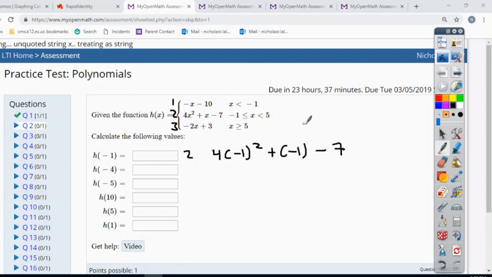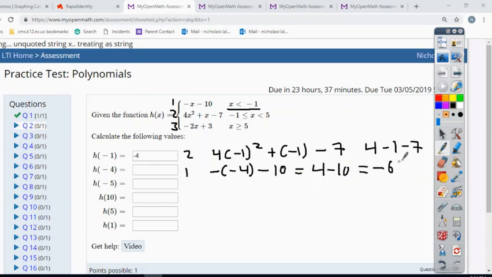So that's going to be equal to -1 squared is 1, so that's 4 minus 1 minus 7, which is 3 minus 7, which is equal to -4. -4 is in this category. It is the first formula. So we have -4 minus 10, which is +4 minus 10, and that's equal to -6.